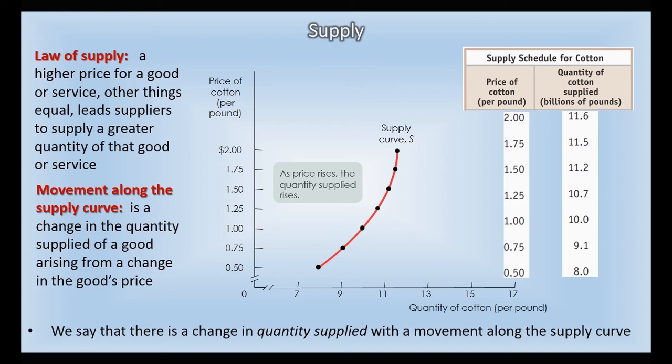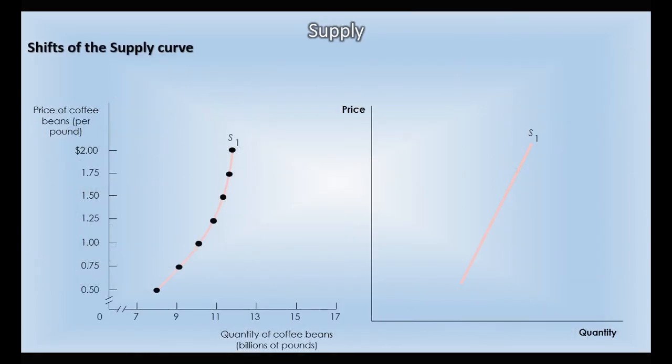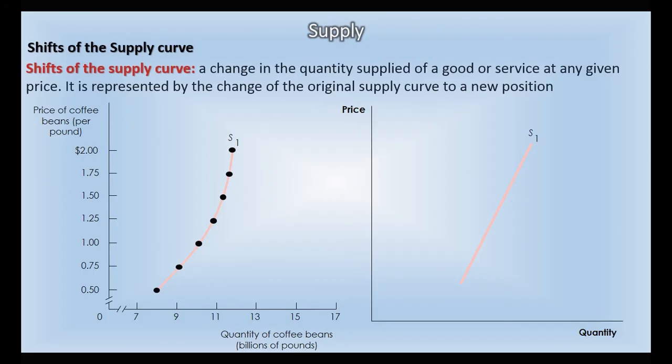Like we said, there's a change in quantity demanded when there was a movement along the demand curve versus a shift of the entire curve. We said there was a change in demand. So if we're shifting the entire supply curve, then we say there's a change in supply. So shifts of the supply curve represent a change in the quantity supplied of a good or service at any given price. It's represented by the change of the original supply curve to a new position.